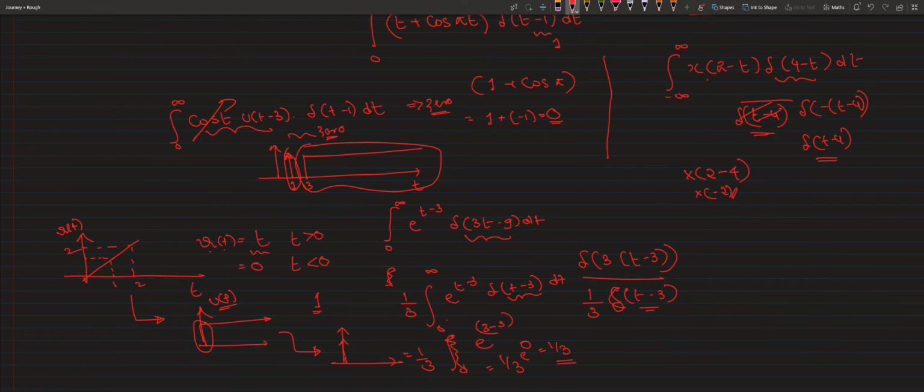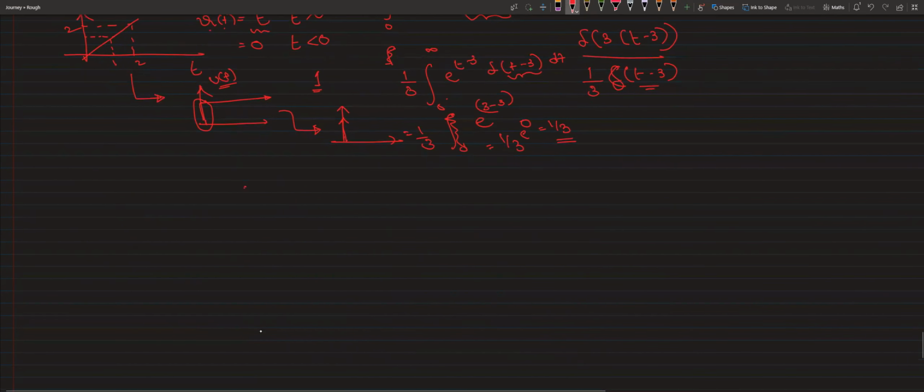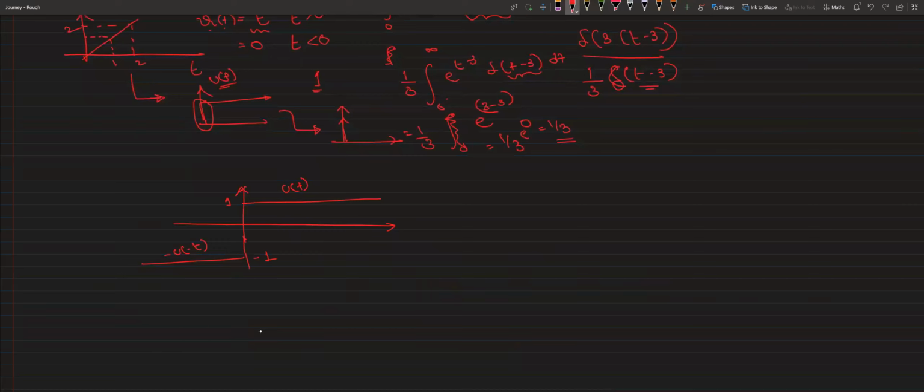Next, one more important function is the signum function. For t greater than 0, it is u of t. For t less than 0, it is minus u of minus t. So signum of t is u of t minus u of minus t. On the right side it is plus 1, here it is minus 1. Clear?